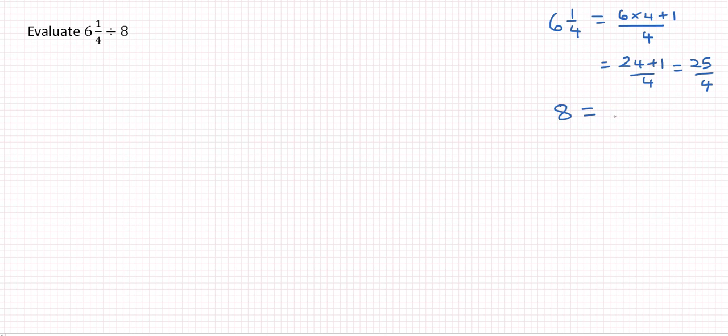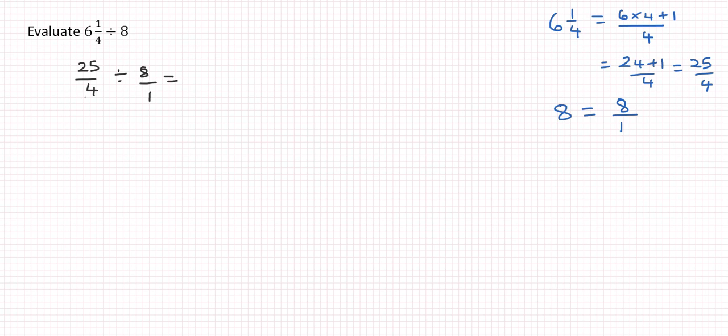The next example we have is evaluate 6 and 1/4 divided by 8. First step, let's go ahead and convert 6 and 1/4 to an improper fraction. So that's going to be 6 multiplied by 4 plus 1 over 4, which is 24 plus 1 over 4, and that gives us 25 over 4. And then 8, we're going to convert to an improper fraction with 1 as its denominator. Now let's replace the fractions with their improper fractions. So we now have 25 over 4 divided by 8 over 1.